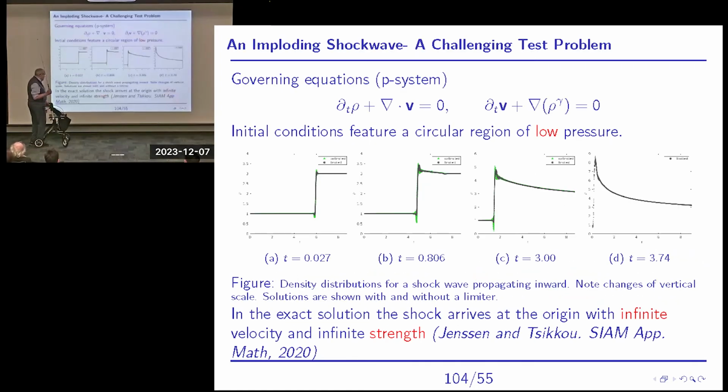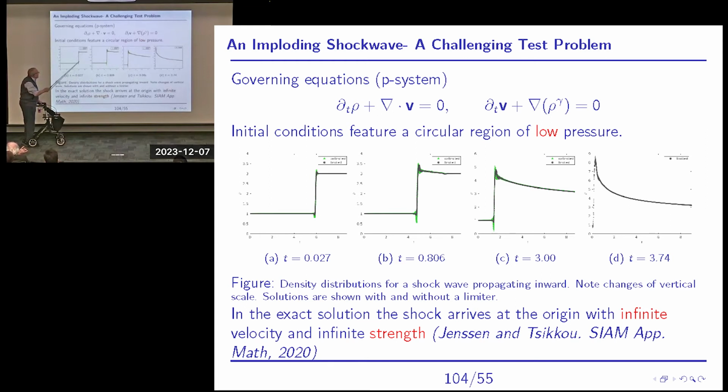We did do this with full order equations. What I'm actually showing here is results for this model system, the so-called P system, in which the density is driven by the divergence of velocity. Velocity is driven by the gradients of an isentropic pressure, even though this isn't an isentropic flow. And the initial data is a circular region of low pressure inside a region of high pressure. So a shock wave moves inward.